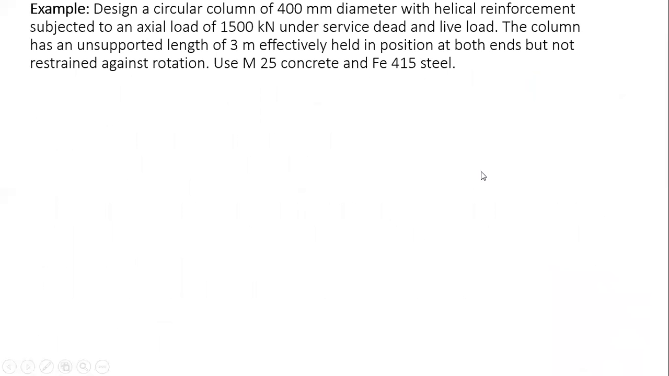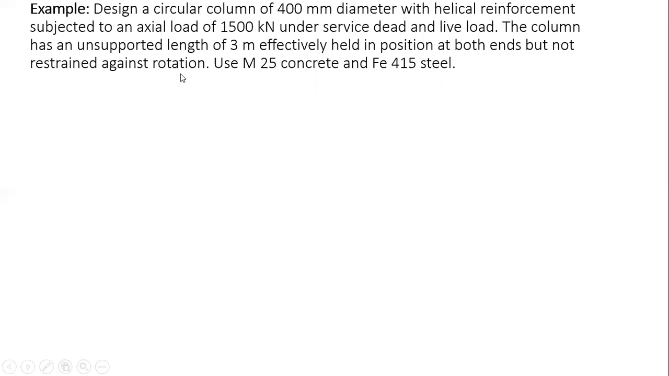Now let us take an example here. Design a circular column of 400 millimeter diameter with helical reinforcement subjected to an axial load of 1500 kilonewton under service dead load. So this load which is given to you is under service conditions, so you have to multiply by 1.5 to get the factored load. The column has an unsupported length of 3 meter.